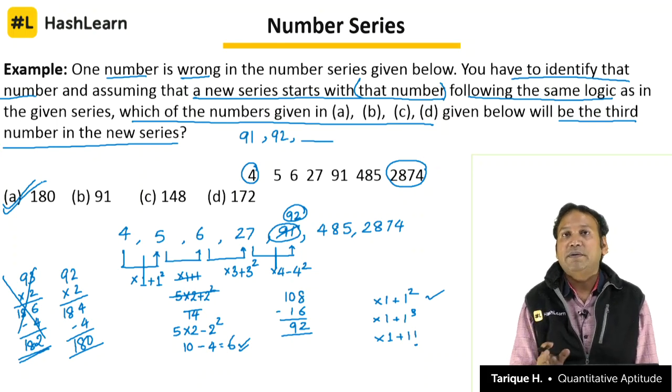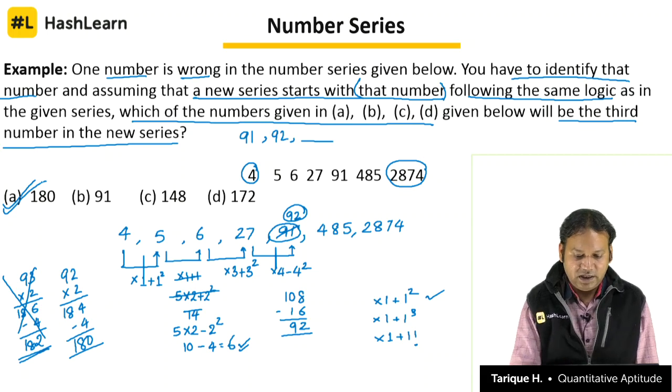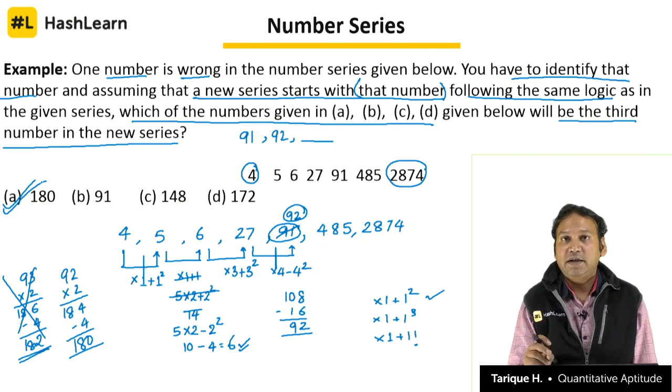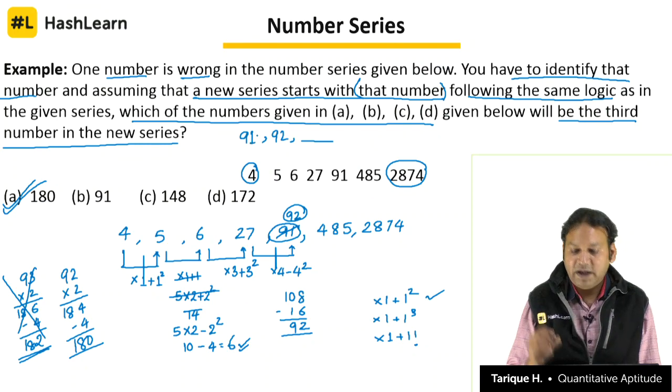So two things you have to do here. First, find the wrong number, and then start the series with the wrong number, not with the right number. So here I, in a hurry, took the right number and started the series. This can happen in your exam also. Please keep this in mind.